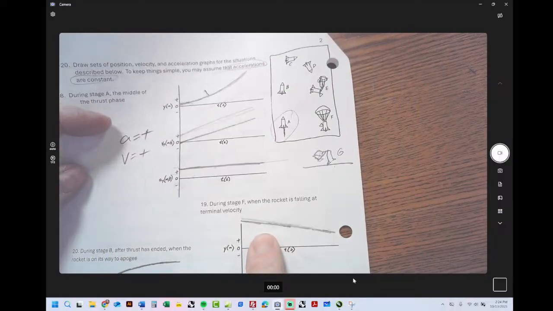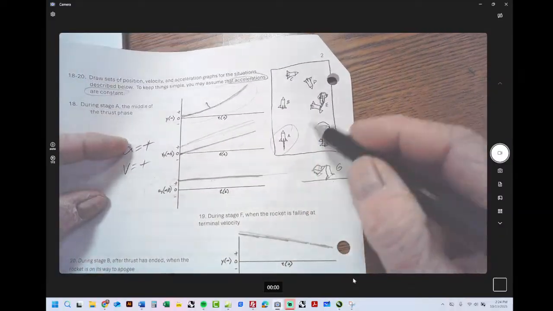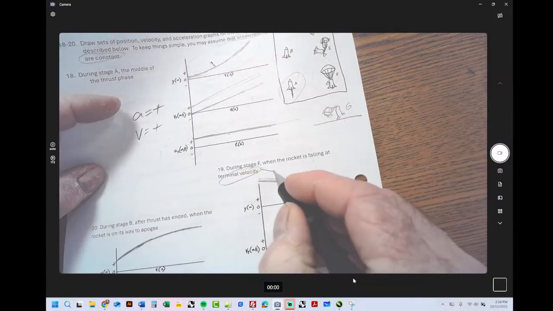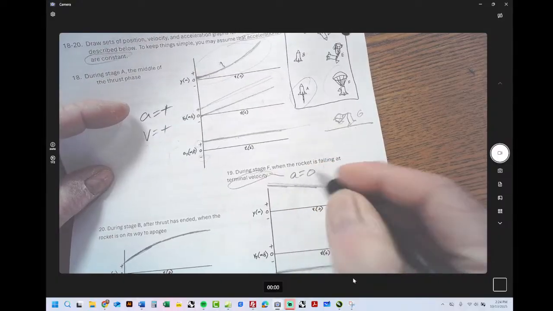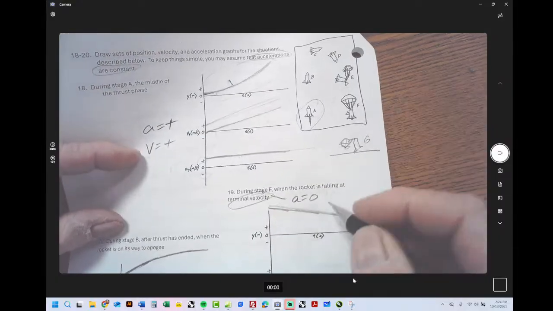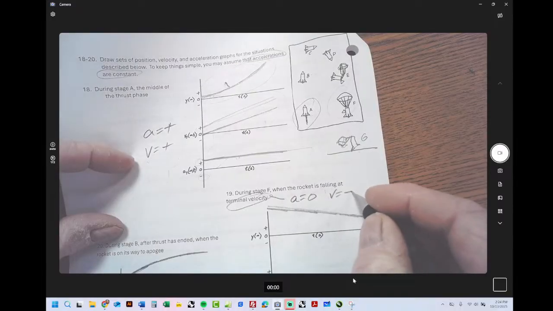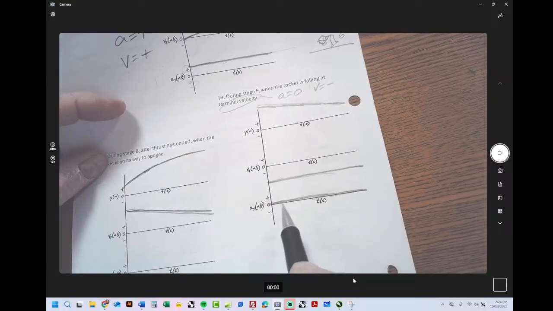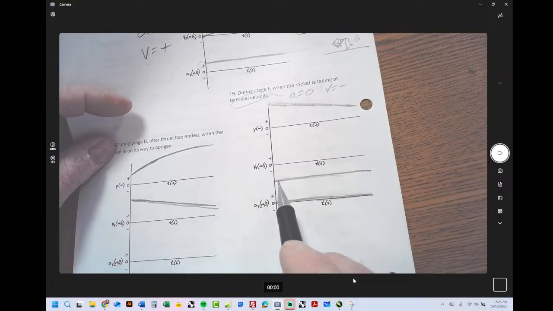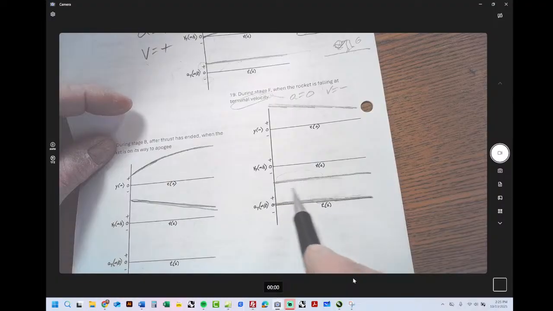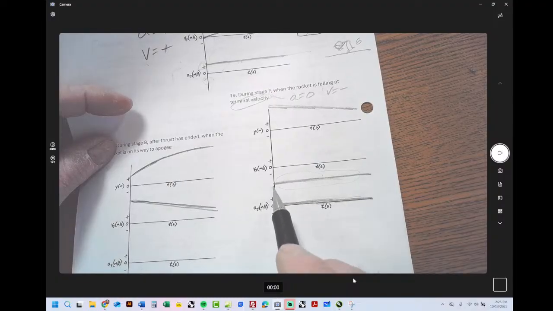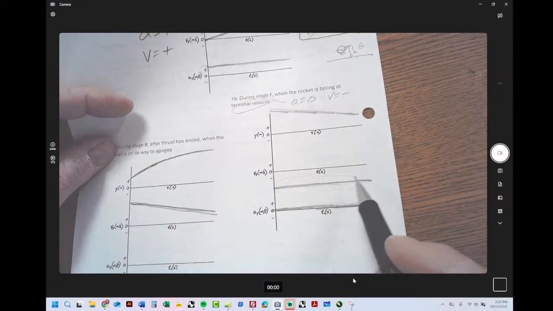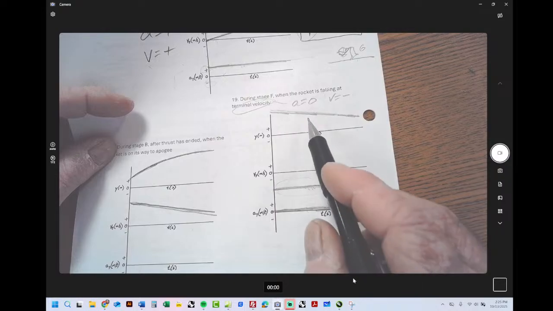Okay, number 19. Number 19 is asking about stage F. And it says it's falling at terminal velocity. And terminal velocity, you need to know that that means acceleration 0. And if it's falling, then you should know the velocity is negative. So acceleration 0. And if the acceleration is 0, then velocity is not changing. So the slope of this gives me acceleration, and this should be in the negative region. And these numbers give me the slopes here.